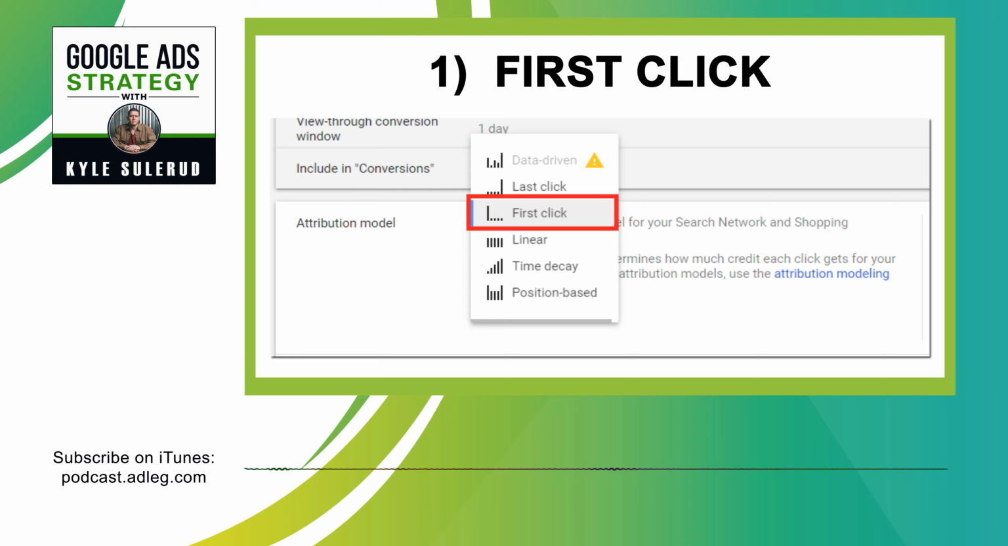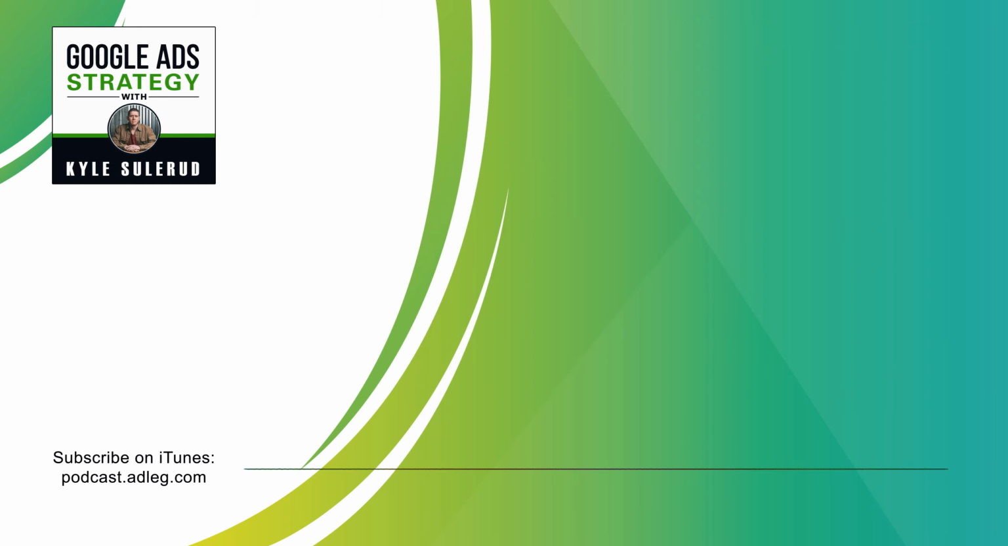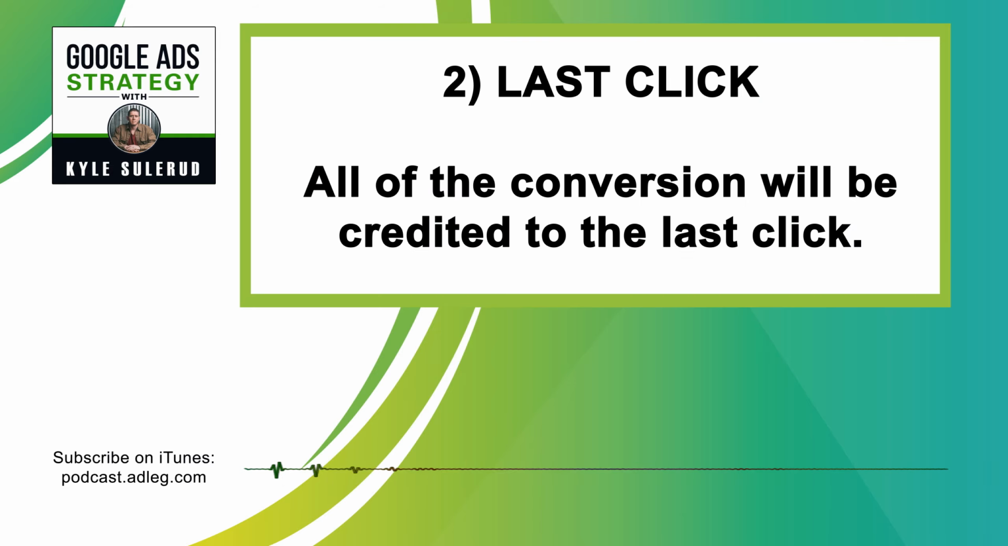So that's why I use first click. And you may have just as good of a reason for using one of these other models. Let me just go through them. So another option is last click. In this case, all of the conversion is going to be credited to the last click that happened immediately before the customer became a conversion.